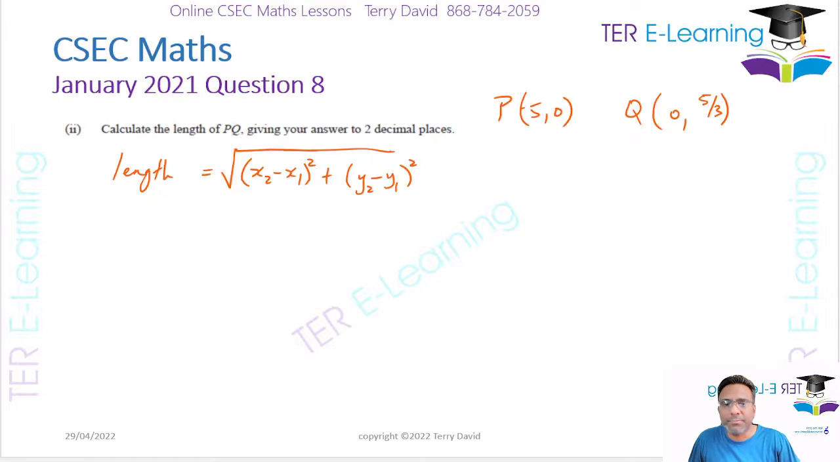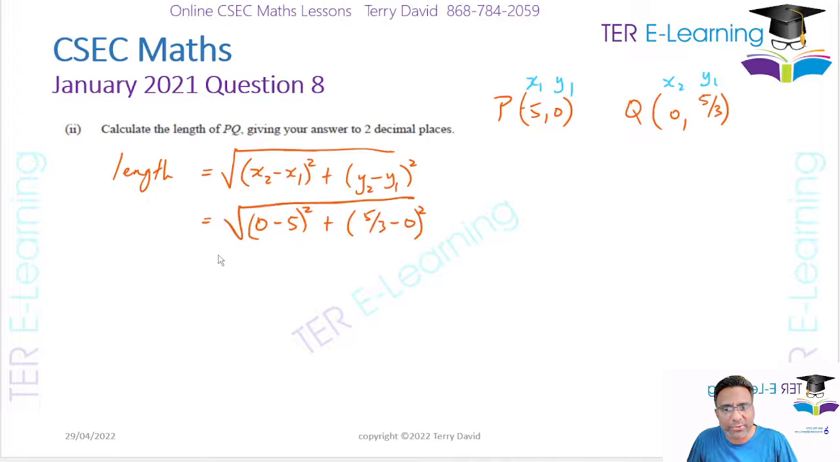Now, before you do anything with these questions, always, and I repeat this, always label them. So I'm going to label this as x1, y1, and this as x2, y2. If you do that, then the likelihood of you making an error is going to be slim. So all we're going to do is substitute those values into the formula. x2 in this case is 0, so it's 0 minus 5 squared plus y2 minus y1, which is 5 over 3 minus 0 squared, and you're going to find the square root.